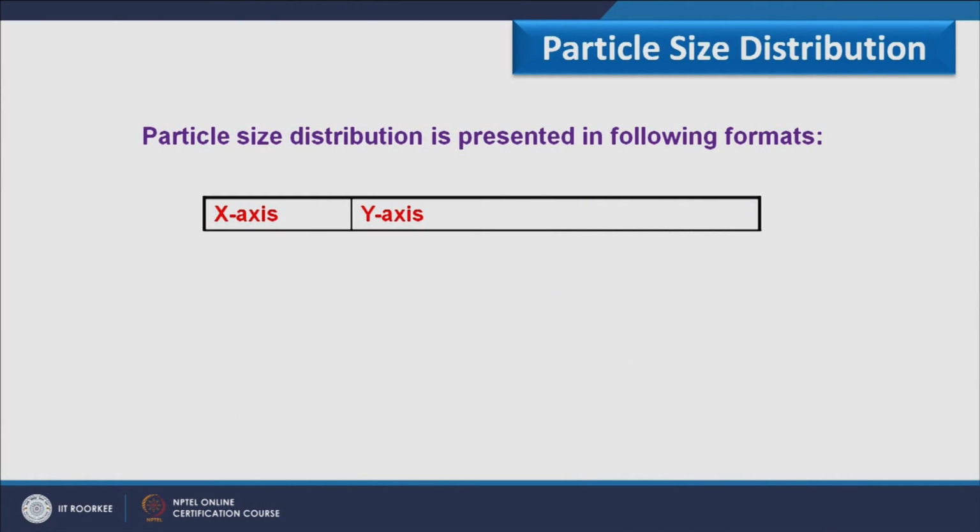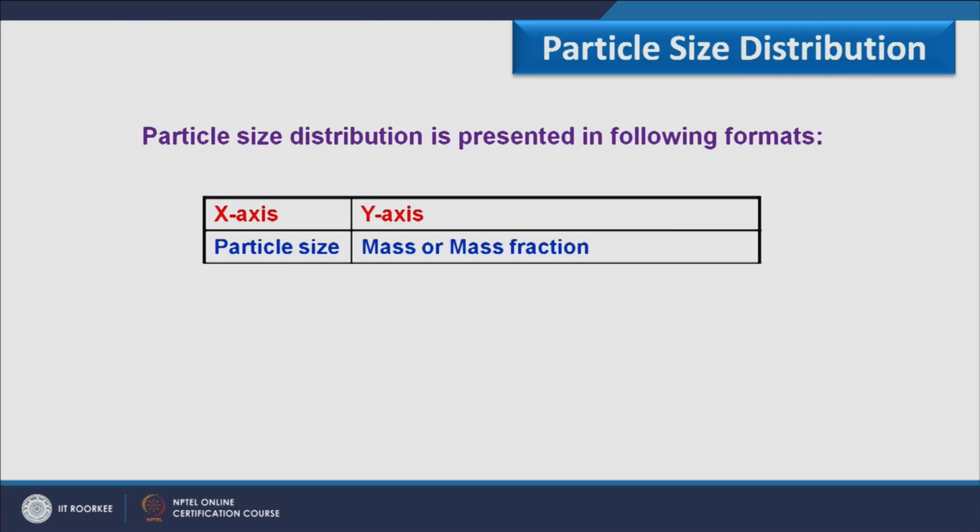Now once I am having the particle size distribution data, we have represented this in a tabular form. In this particular lecture we will discuss how to represent the particle size distribution data in graphical form. That can be represented on an x axis and y axis plot, that is a 2D plot. On the x axis we will consider particle size and on the y axis we will plot mass or mass fraction.